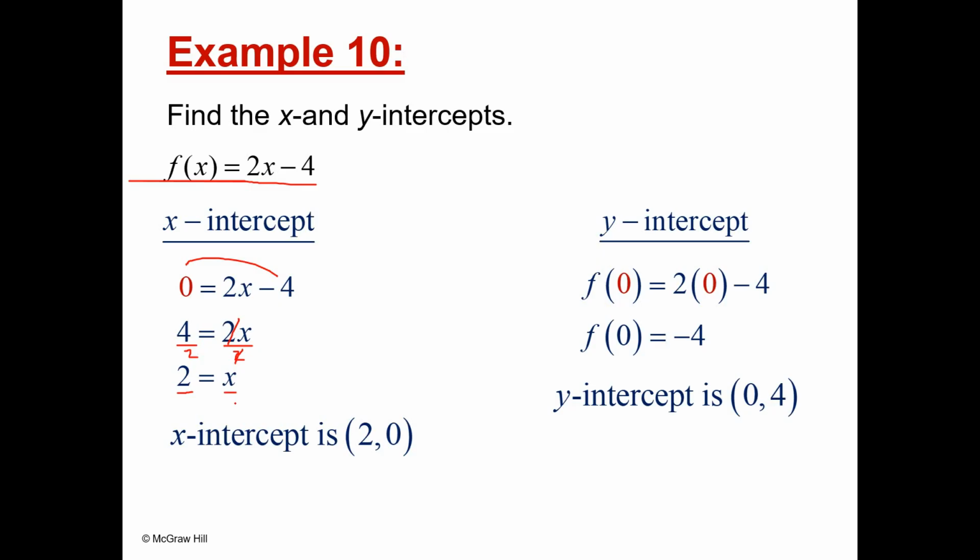X is equal to 2. For the x-intercept, you write it in this way. X-intercept is x is equal to 2, and for the value of y, we already said that f of x is equal to 0 because f of x is equal to y. So if f of x is 0, this means that y is 0. And this is always the case for the x-intercept.